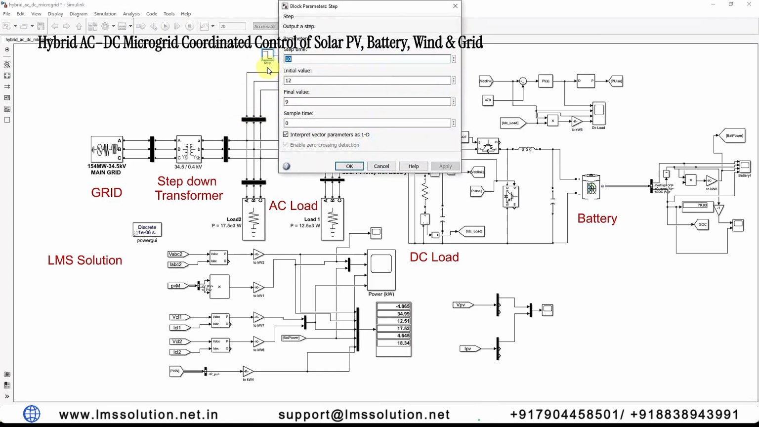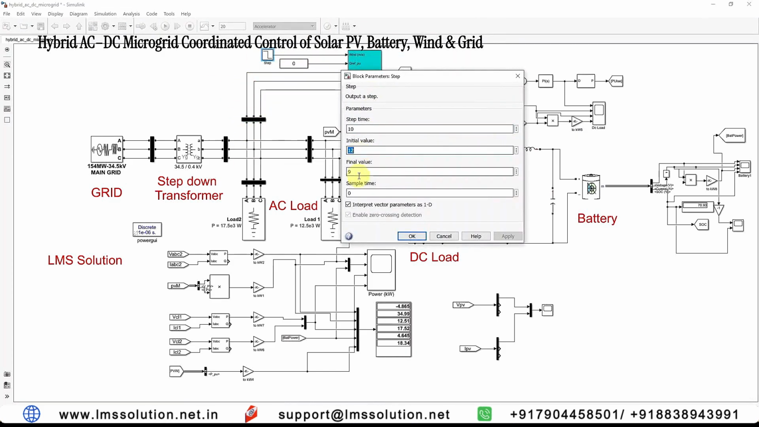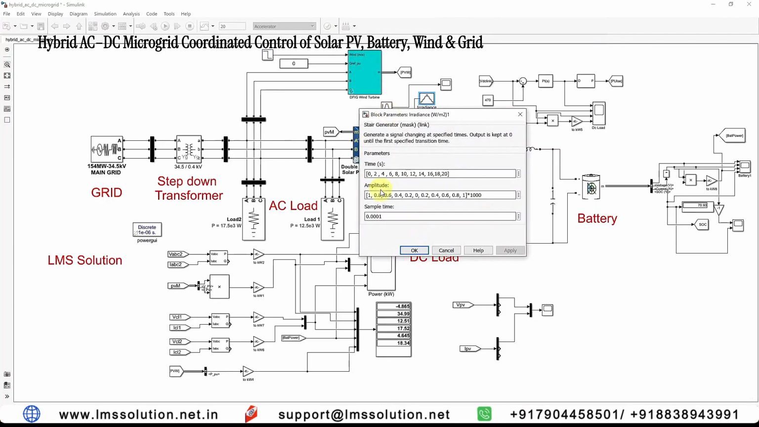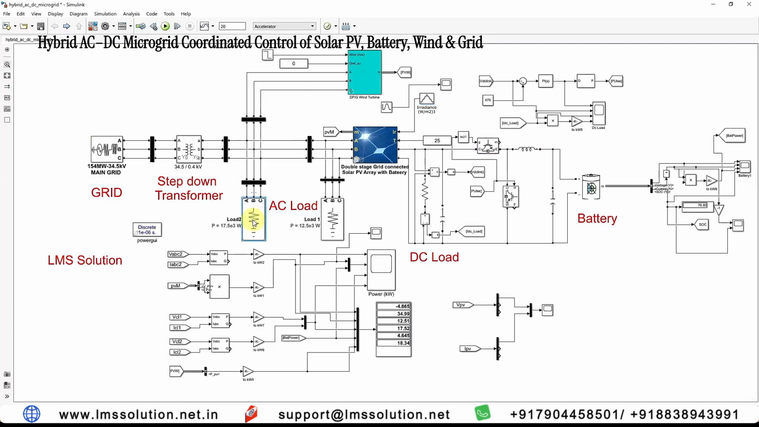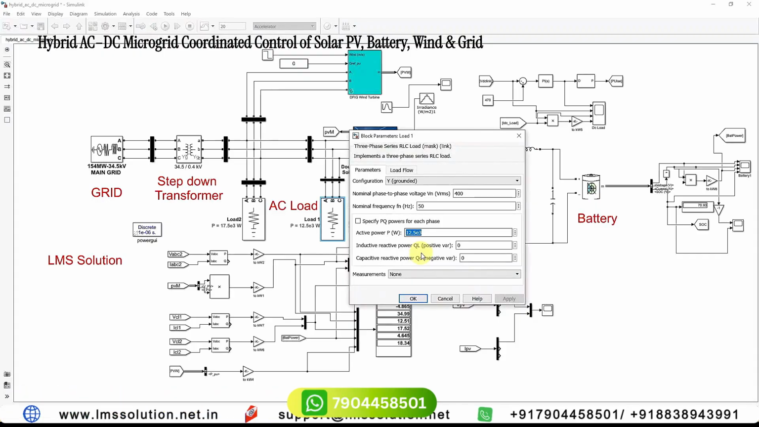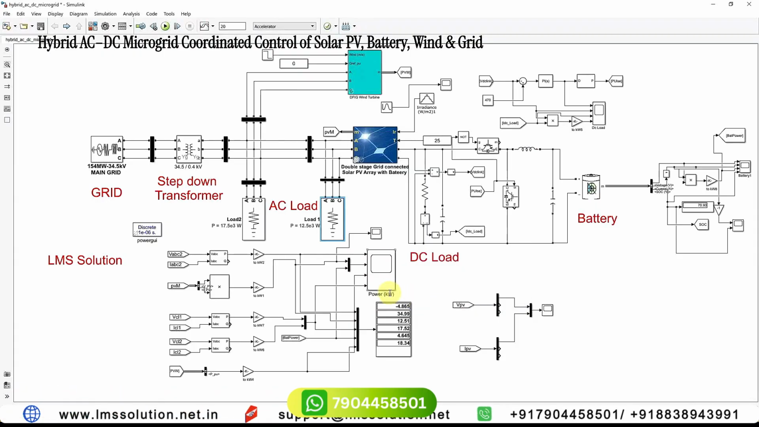And here the wind speed is changed from 12.9 meters per second after 10 seconds, and here you can see that the irradiation keeps on changing. That means every 2 seconds you have to change the irradiation. Here we are changing the irradiation from 1000 to 800, 600, 400, 200 and 0, and then 200, 400, 600, 800, 1000. So we are changing the irradiation every 2 seconds, and then you have to check the result. Also here you can see that the AC load is around 17.5 kilowatts, and another load is around 12.5 kilowatts.